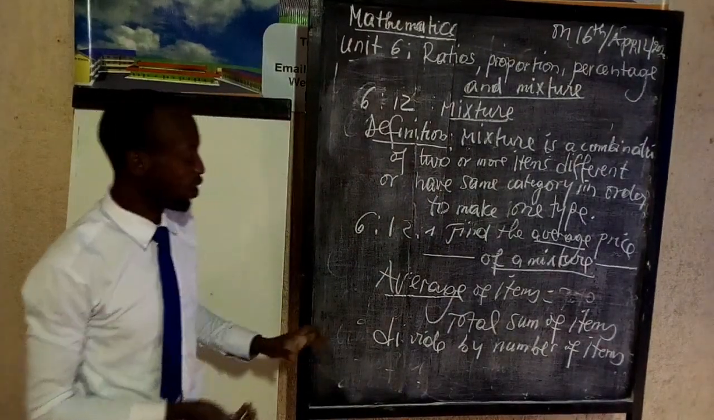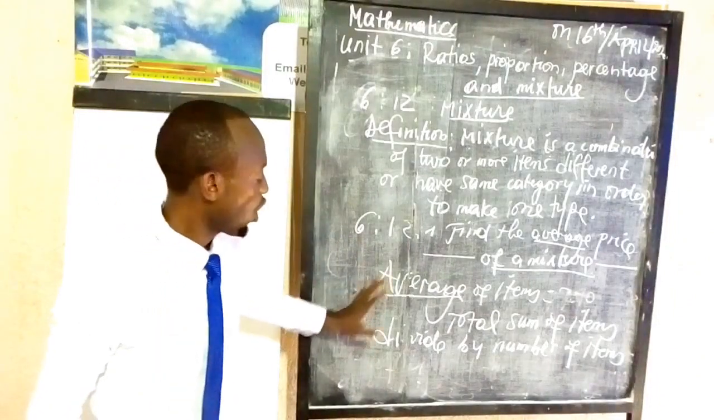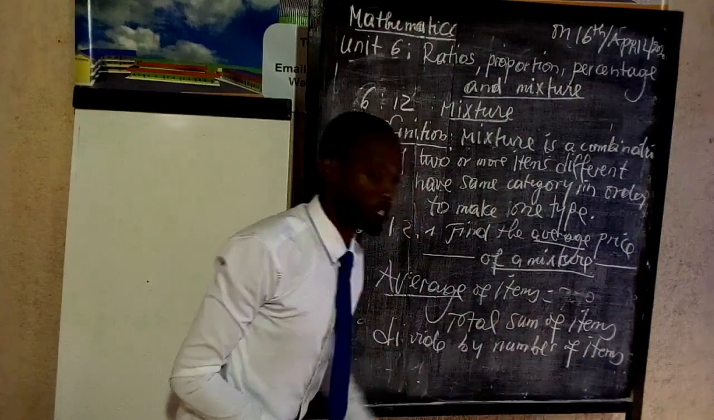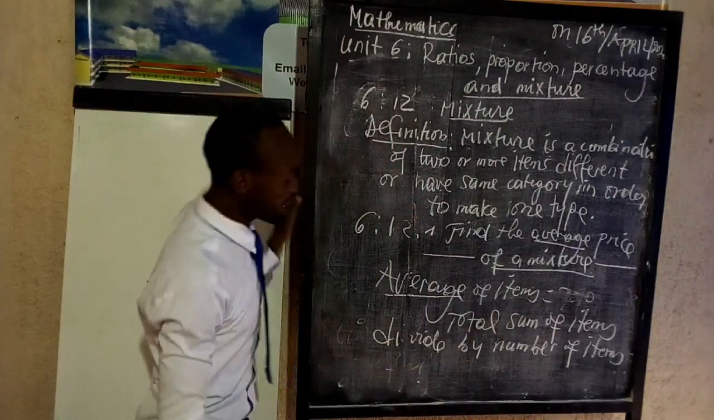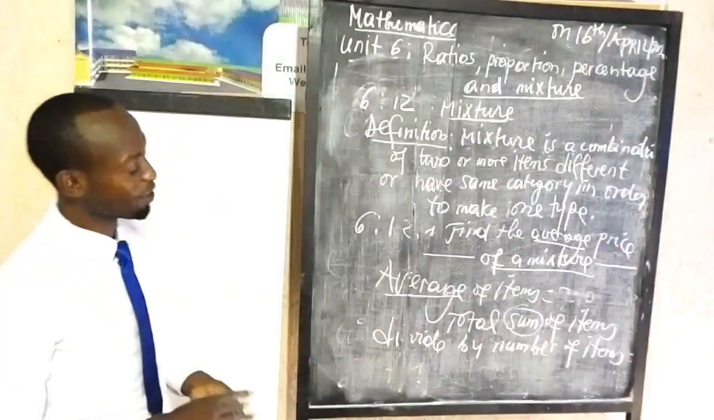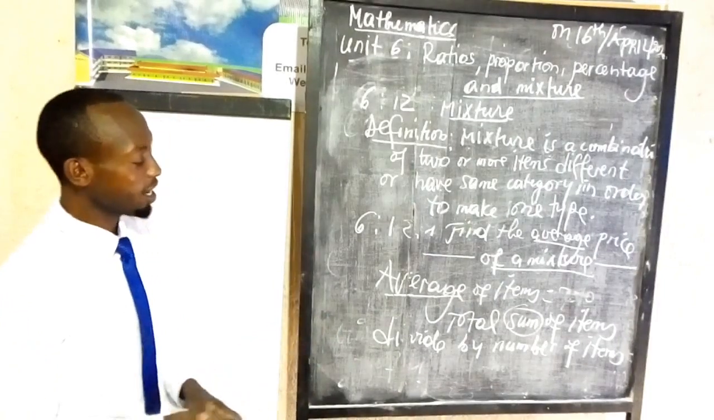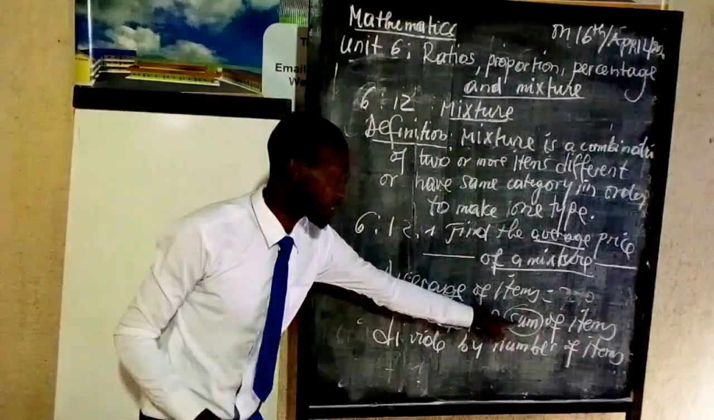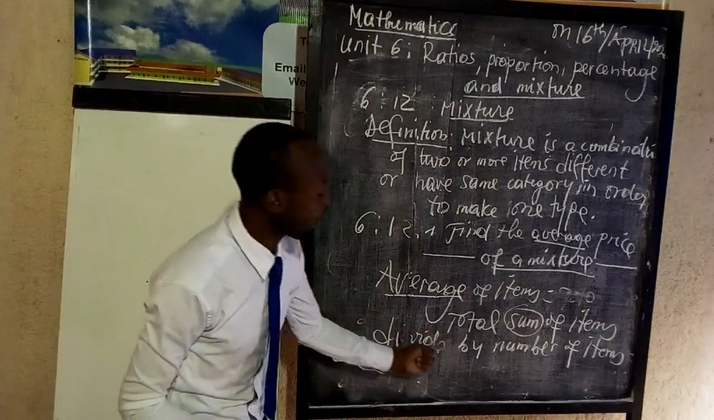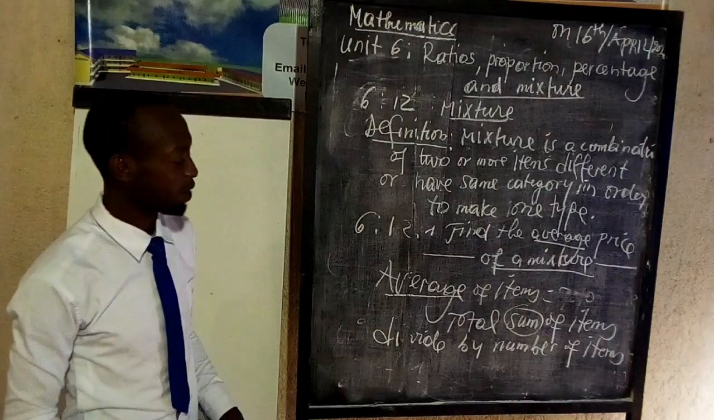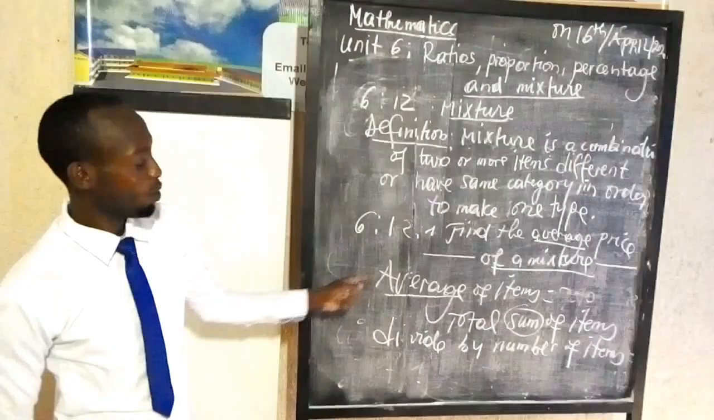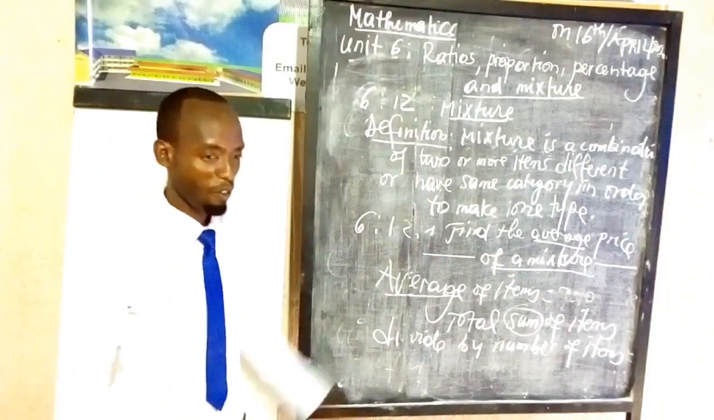To find the average of items, first of all we have to look for the sum of items. And we know that a sum is a result from addition. We add things and the result we get is called a sum. Then after finding the sum of items, we count the number of those items given, and after dividing the sum by the number of items, we get what we call an average.